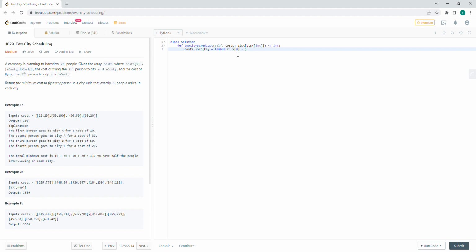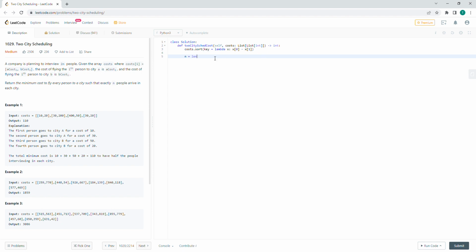x[0] minus x[1]. So what I did before was basically the cost difference. We're taking the first value, which is A minus B, so essentially if B is larger, then it's going to be more negative, so we're dealing with the negative sort. So that's pretty much it, we're sorting it by relative cost difference.